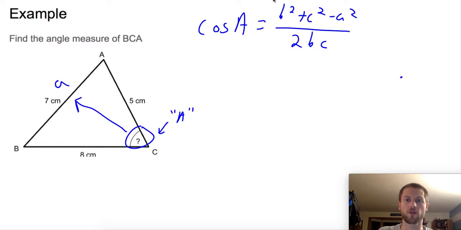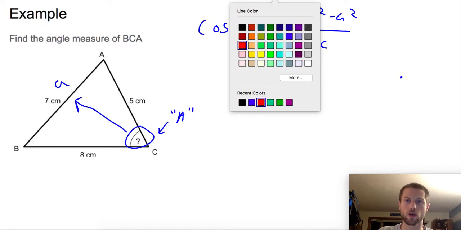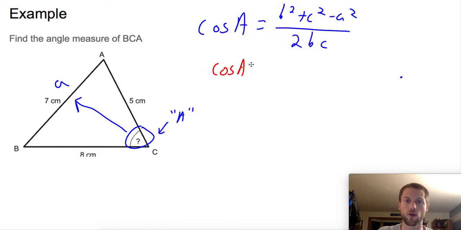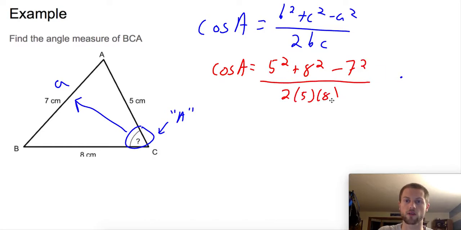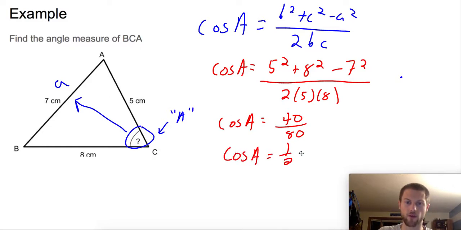So let's plug stuff in then. The cosine of A is going to equal 5 squared plus 8 squared minus, this would be a, 7 squared, all over 2 times 5 times 8. So the cosine of A is going to equal 40 over 80, once you calculate the numerator and the denominator. Another way of saying that is the cosine of A equals 1/2.